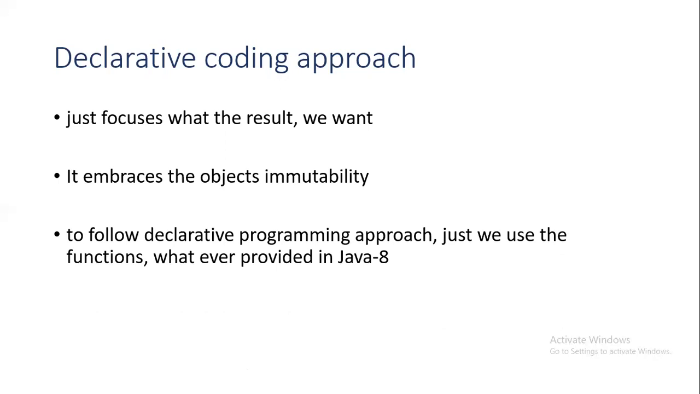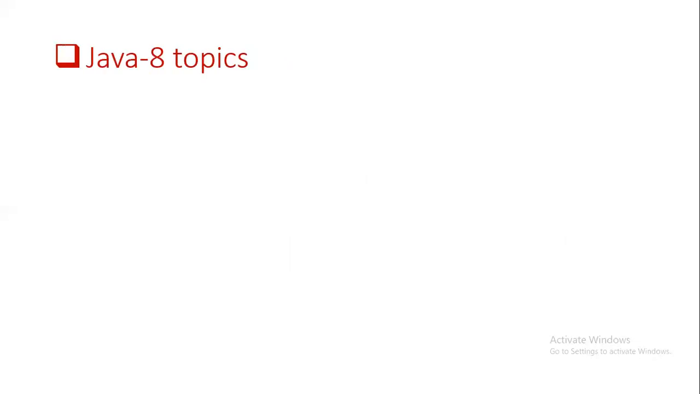So to follow the declarative coding approach, we just need to use the Java 8 functions. We just need to know for what purpose we need to do it. Okay, we'll see examples of imperative and declarative. Once this introduction session is finished, in the next session I'll give examples for imperative coding and declarative coding approaches, right? Those are the reasons to learn Java 8.